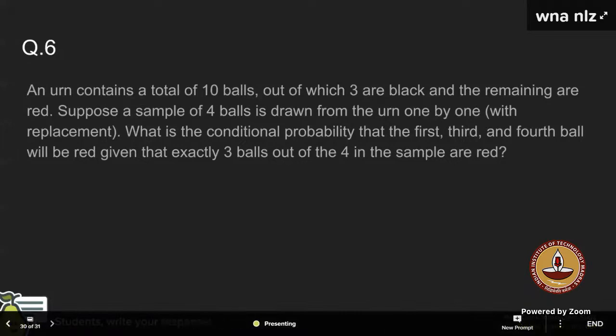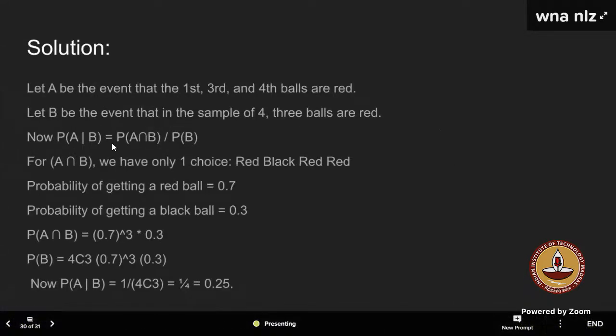Now let's look at the sample space. Let A be the event that the first, third, and fourth ball are red, okay? And B be the event that in the sample of 4, 3 balls are red. This is what we have been given. So what we have been asked is probability of A given B. We know the formula for that is probability of A intersection B divided by probability of B.